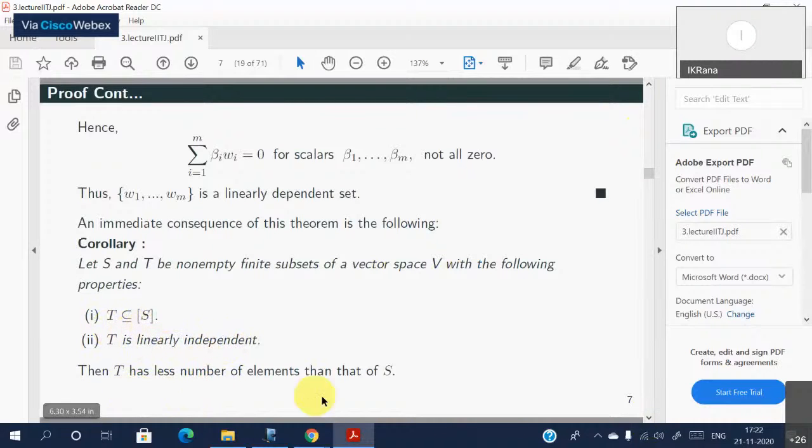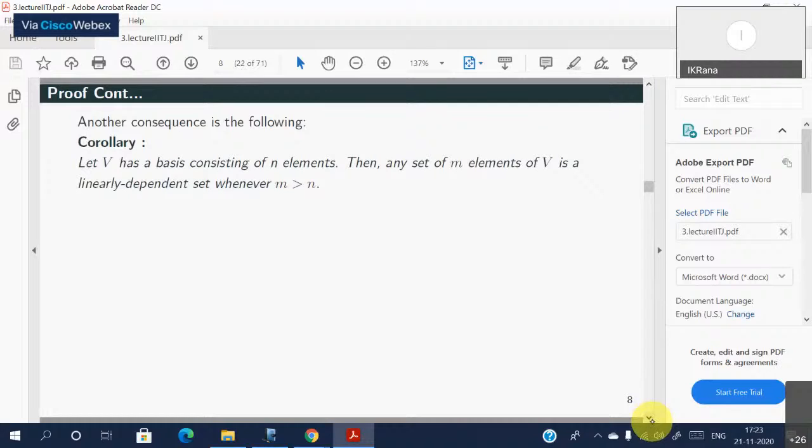We are given that then T must have fewer elements than S. If T is a linearly independent subset of S or of the span of S, then T must have fewer elements than that of S. That is a very good result. We'll see some consequences of that. One immediate consequence of this is the following: if V has a basis consisting of n elements, then any set having more than n elements must be linearly dependent, whatever they may be. There may not be any relation between them.